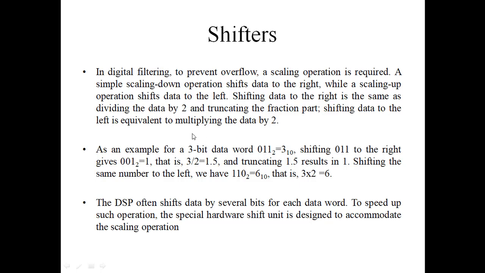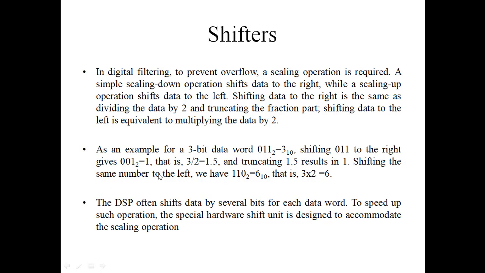So as we told you, shifting the data right one time is nothing but dividing the given number by 2. Since the decimal value of this binary is 3, if I perform 3 by 2, I get 1.5, and if I truncate the fractional part, which is 0.5, it results in 1.